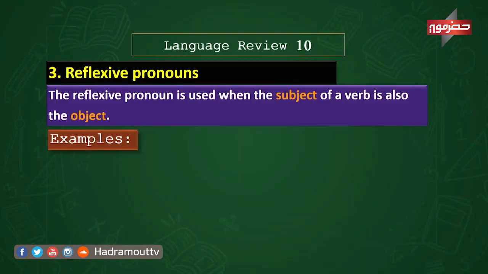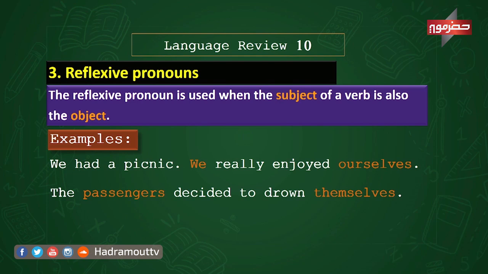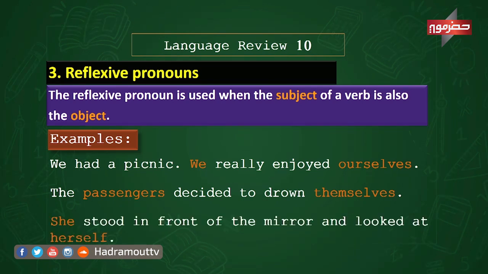Okay. Examples. We had a picnic. We really enjoyed ourselves. Okay. We, subject, enjoyed ourselves. Okay, that is it, ourselves. The passengers decided to drown themselves. Okay, the passengers of the Mary Celeste decided to drown whom? Themselves. She stood in front of the mirror and looked at herself.